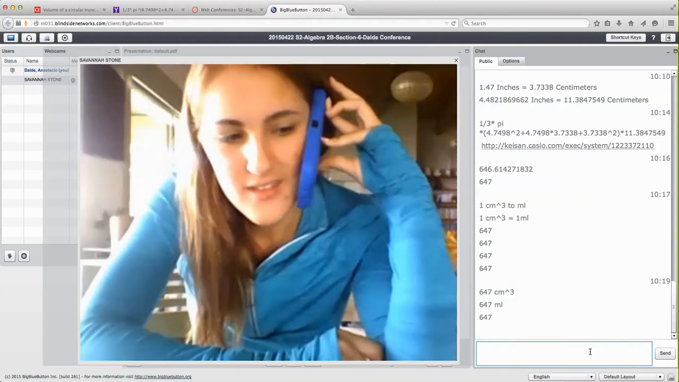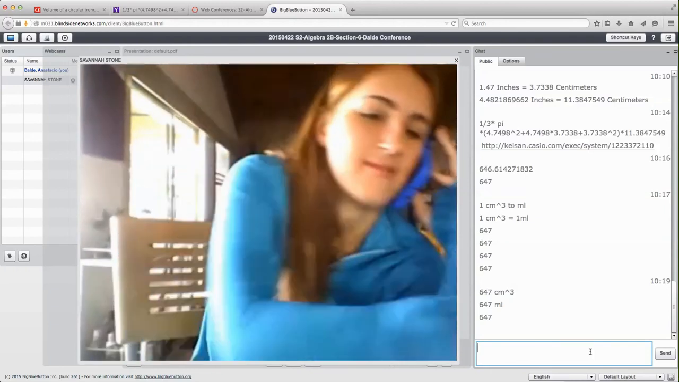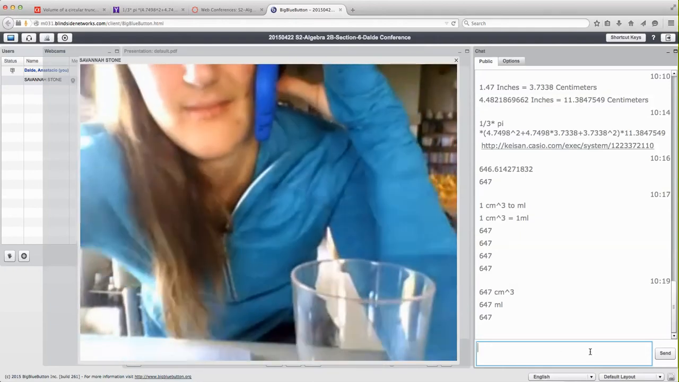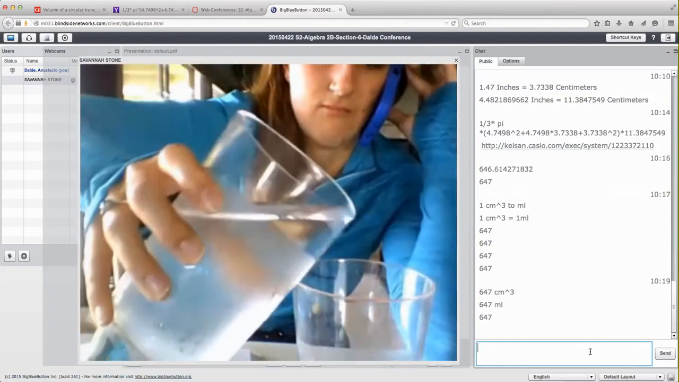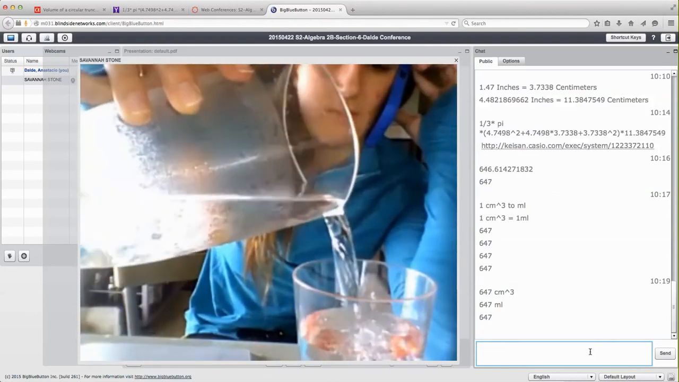Why don't you fill up the cup? Fill it all the way up to the top. Don't spill anything on your computer. And then I want you to pour it inside the measuring cup and tell me exactly how much water you have in the measuring cup.